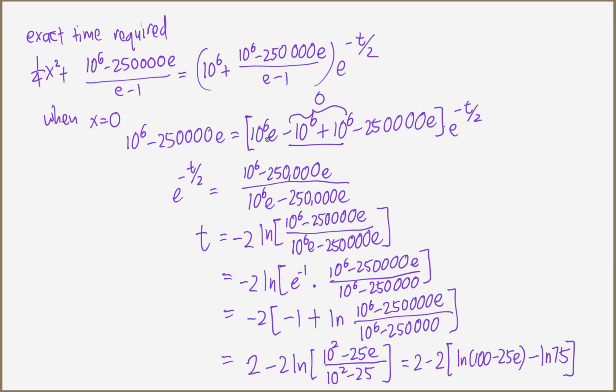So 10^6 e - 250,000e. Because of this, I will just divide both sides by this term. So this term goes over, so it becomes the denominator here, and the numerator is still 10^6 - 250,000e, then e^(-t/2) on the other side. So next I will just take ln, log base e, of both sides, so I will have this ln, and this remains the same term inside, and after that I have minus t over 2. I multiply by minus 2 on both sides, I get t.